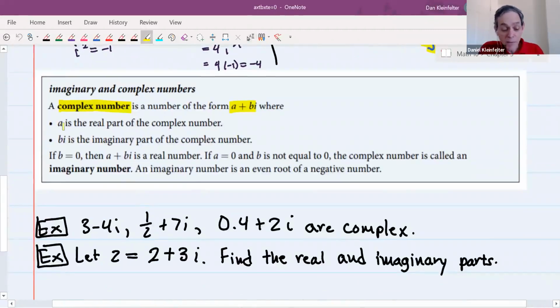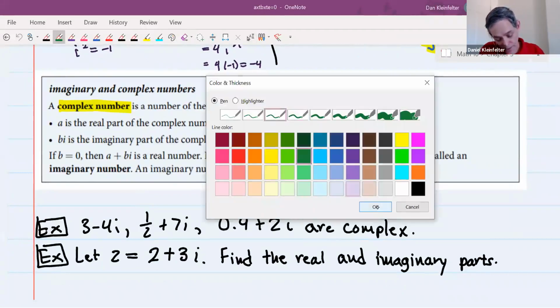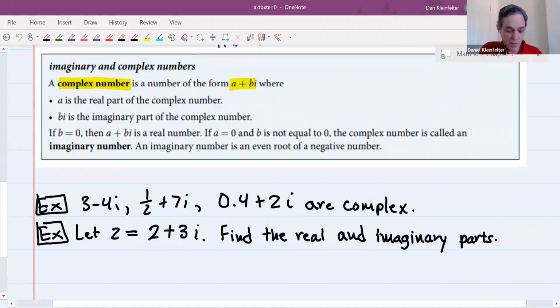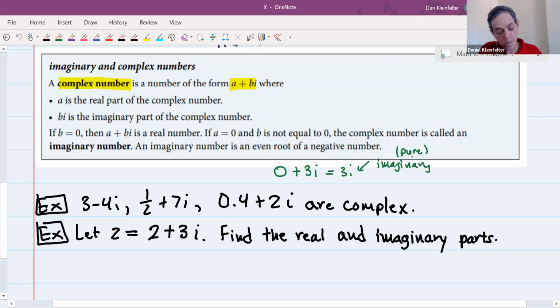So a lot of words here. So good to see examples for each of these. So here's some examples of some complex numbers. 3 minus 4i, 1/2 plus 7i, 0.4 plus 2i are all examples of complex numbers. Also, if you want to think about 0 plus 3i, which is just 3i, that's an example of an imaginary number, or sometimes called a pure imaginary number.